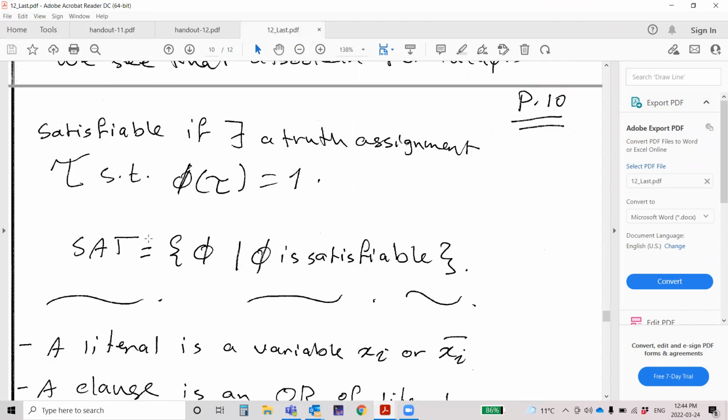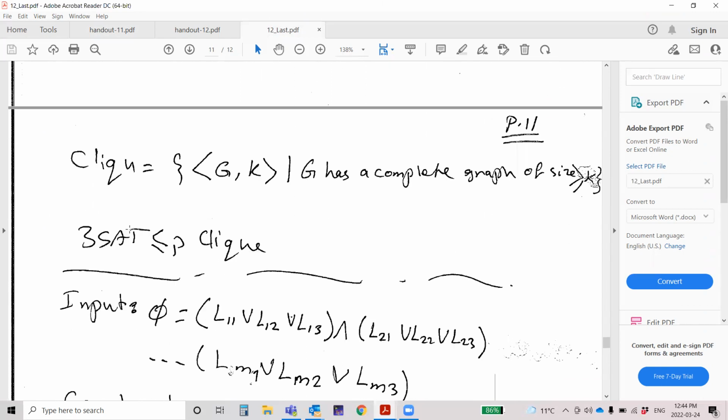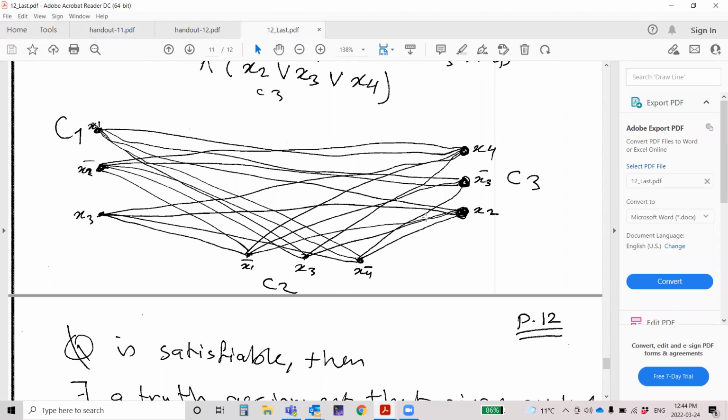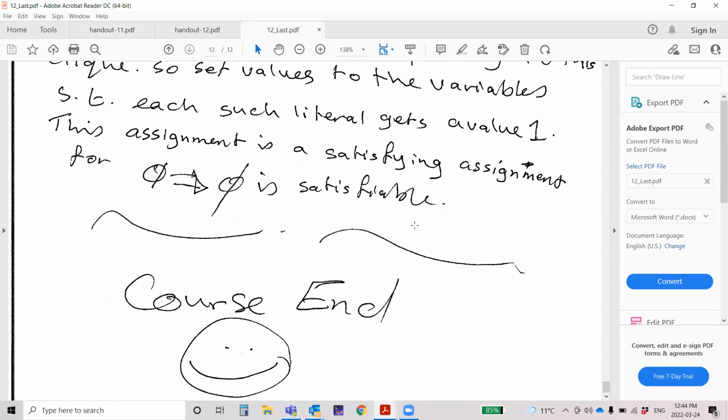This is the tau, and this is the phi, it's satisfiable. We'll explain this, and this is the clique issue. This is how we map the text. Each node in clause 1 has to be connected to clause 2 and clause 3, and the same for clause 2 and clause 3. We will see those in detail on Wednesday, and we'll reach the end of the course.